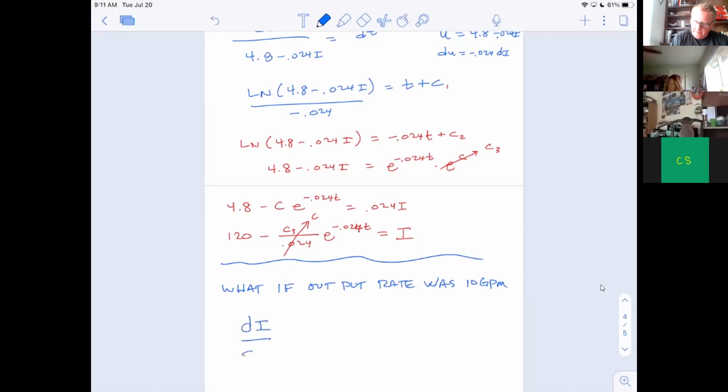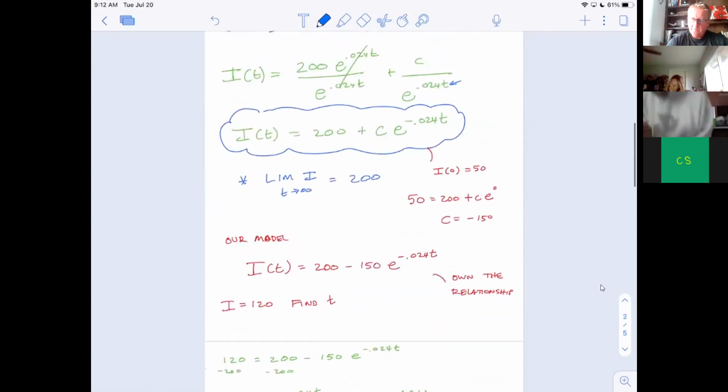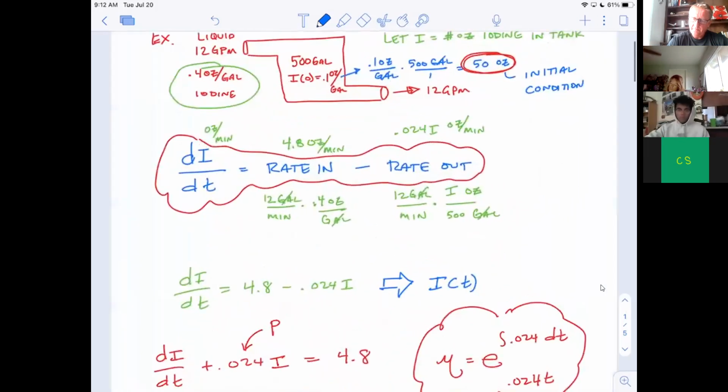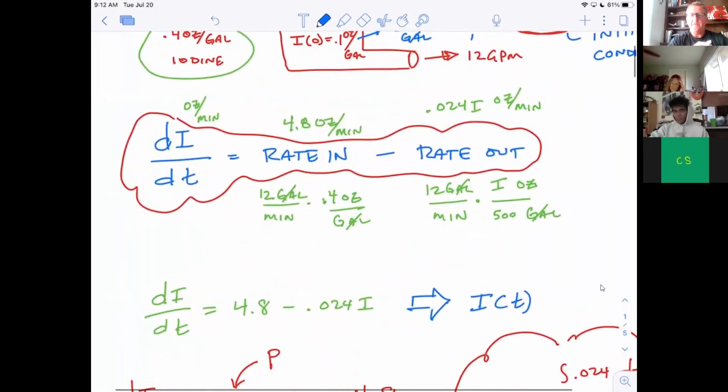Still dI/dt. The rate in is still 4.8. But what's the rate out going to be? You're just going to multiply by 10 instead of, I think we did 12 initially, right? Yeah, it's not terrible. I'll bring this back up so you can see this.